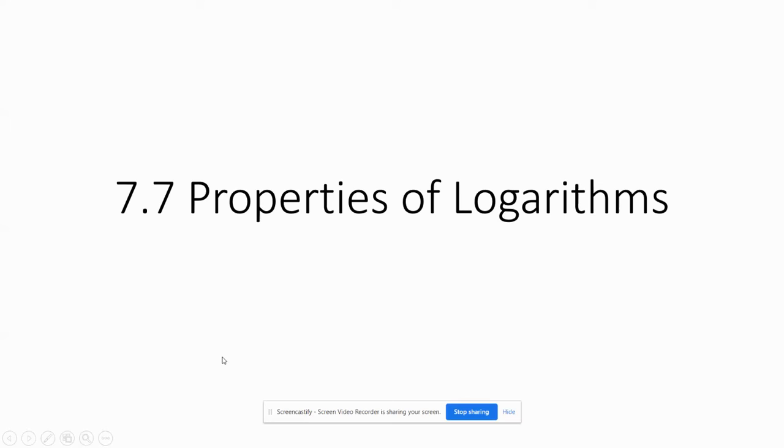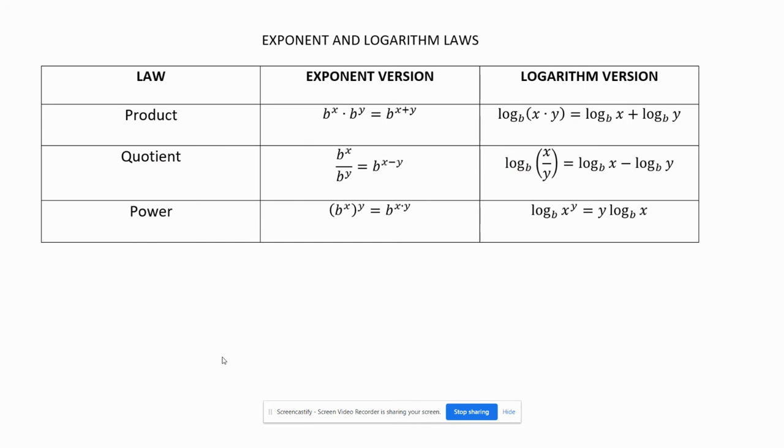You watched the first video, you saw where the properties of logs come from, and now I'm just showing you, here's what we came up with. This one, the power one, is slightly different because I'm just using different letters to keep it x and y. But I'm showing you here how similar it is to the exponent version.